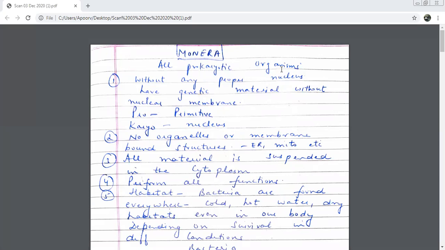Chalo, let's start. We're going to study about Monera. We know that all prokaryotic organisms we had put in the category of Monera. Some important features of Monera. Number one, without any proper nucleus. Okay? Do they have genetic material or they don't have genetic material also?